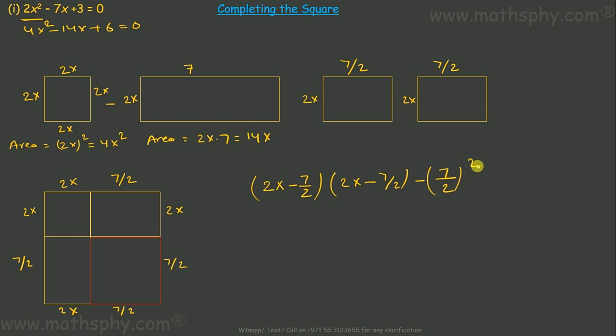Area of this: from this square, I have taken off this, this, and this. All three are gone. This is the new area here, which is 2x minus 7 over 2 whole square minus 7 over 2 whole square. This positive 6 is sitting idle there.